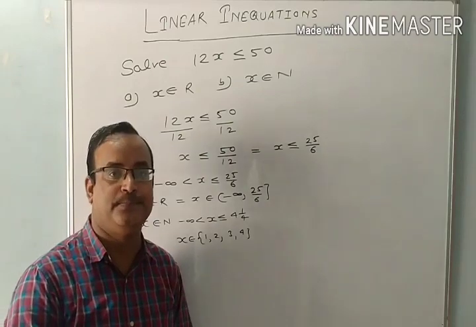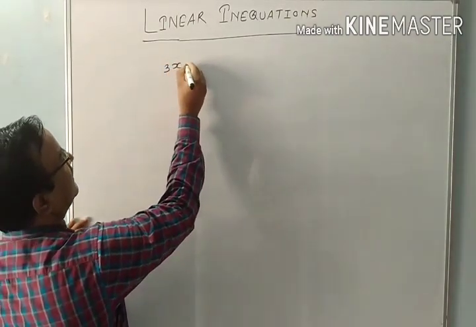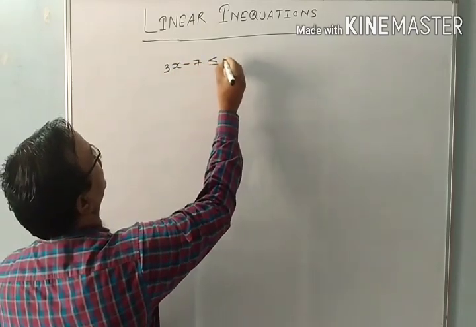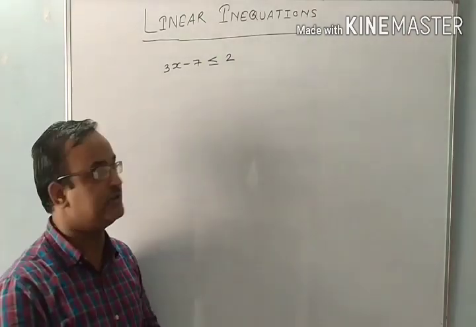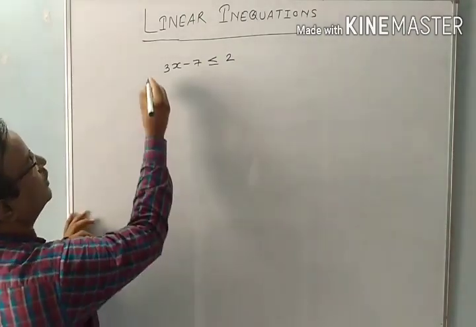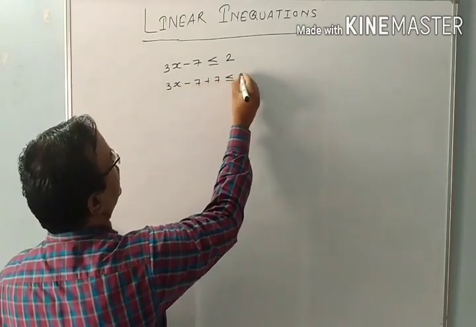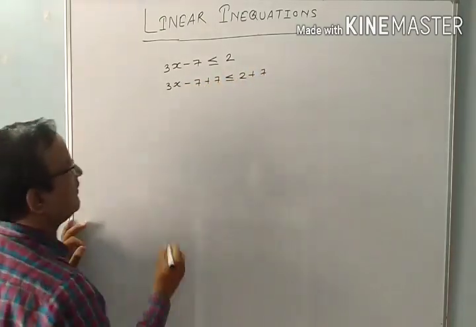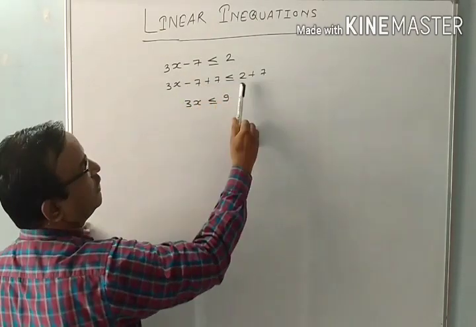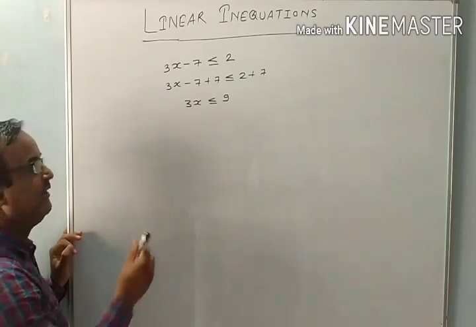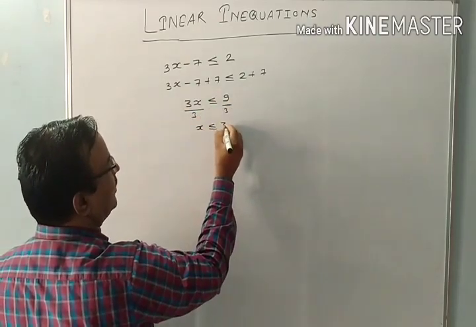Now one more question. Suppose 3x minus 7 is less than or equal to 2. Now we have to solve this given linear inequality, and also find the solution. So we write 3x minus 7 plus 7 is less than or equal to 2 plus 7. So 7 cancels out, and now 3x is less than or equal to 9, since 2 plus 7 is 9. Now we will divide by 3. So we write x is less than or equal to 3.